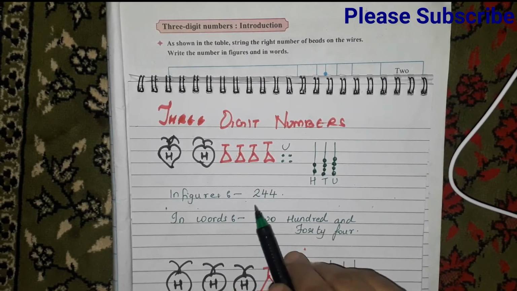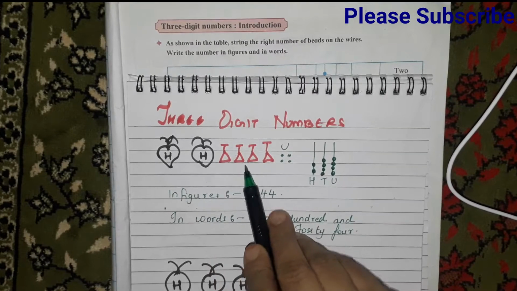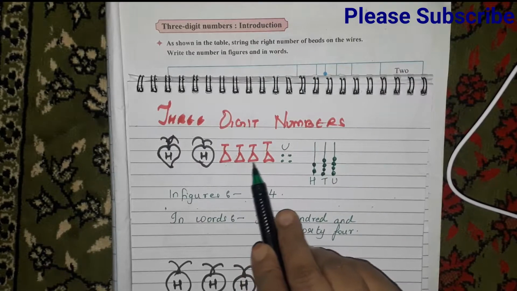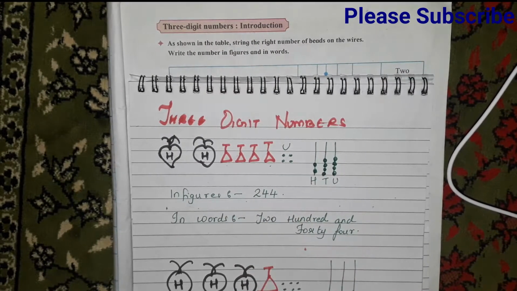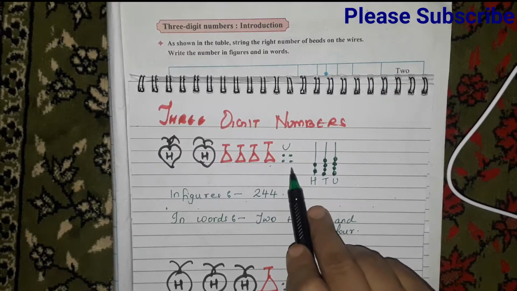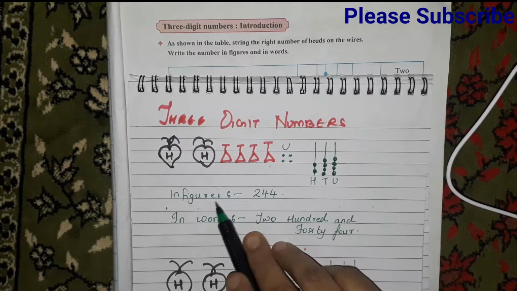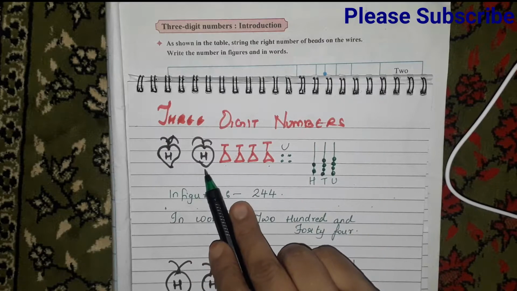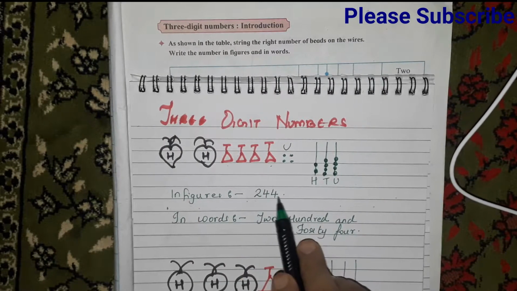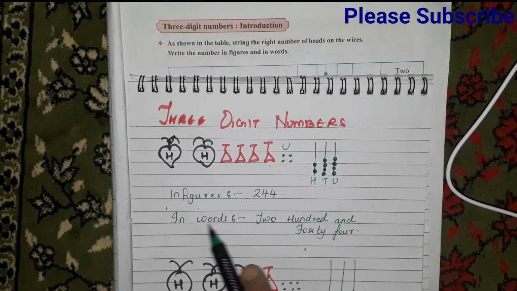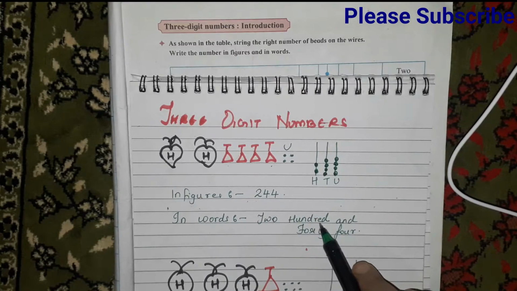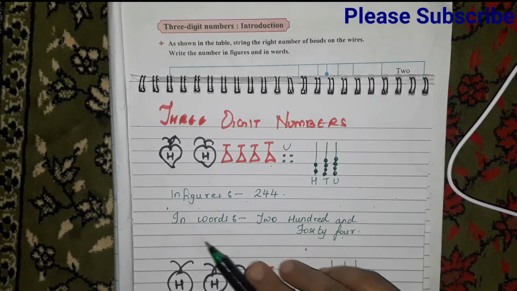So how in figures will we write? 244. Why 40? Because 4 tens are given: 1, 2, 3, 4. 4 tens means 40, and 4 dots stand for 4 units. So in figures we will write 200, why 2? Because 2 bags of 100 rupee coins are there. So 244. Now see, in words, how will we write? TWO, HUNDRED, FORTY, FOUR.